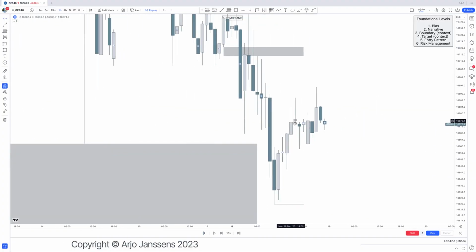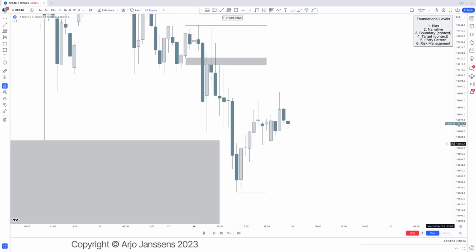Then, if we want to continue higher, what ideas do we have supporting to potentially continue higher? Well, first of all, we created this fair value gap sitting right there. So we have an ST actually. We have an ST going higher.